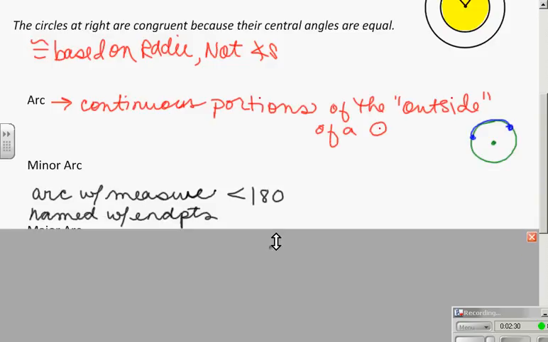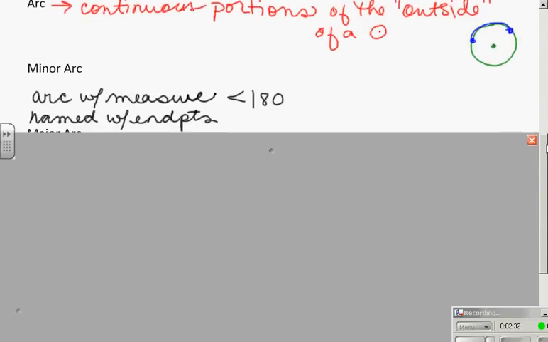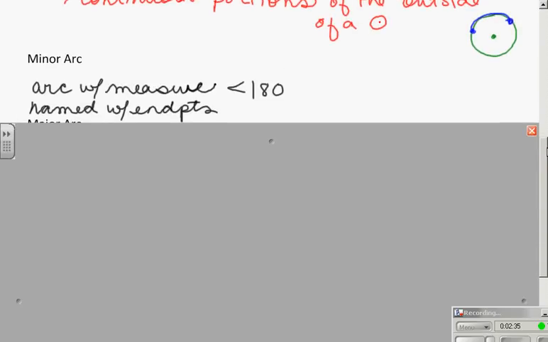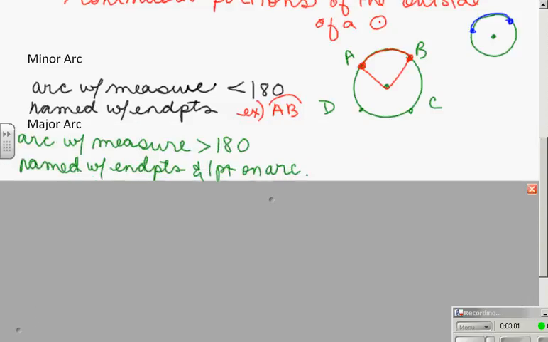Now, a minor arc is an arc whose measure is less than 180, and it's named by the endpoints. So if I have a circle here with A, B, C, and D, a minor arc would be one, for example, from A to B. And we name it with the endpoints, and we put the arc symbol over it.